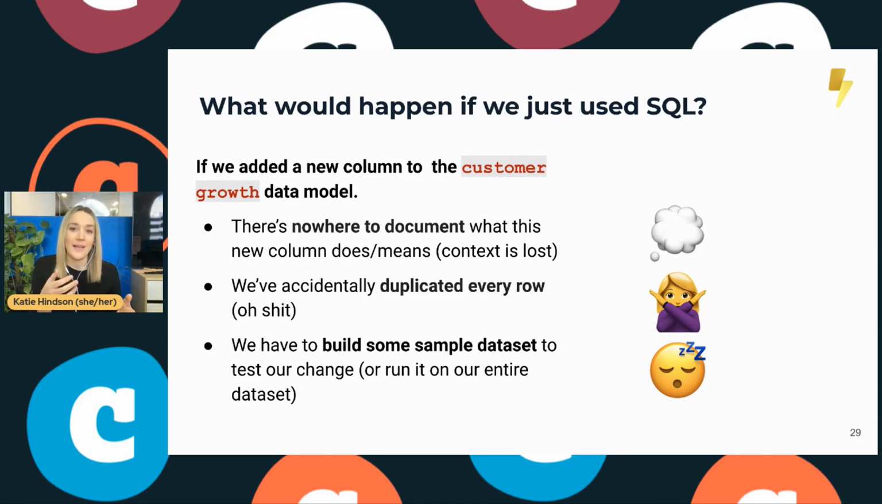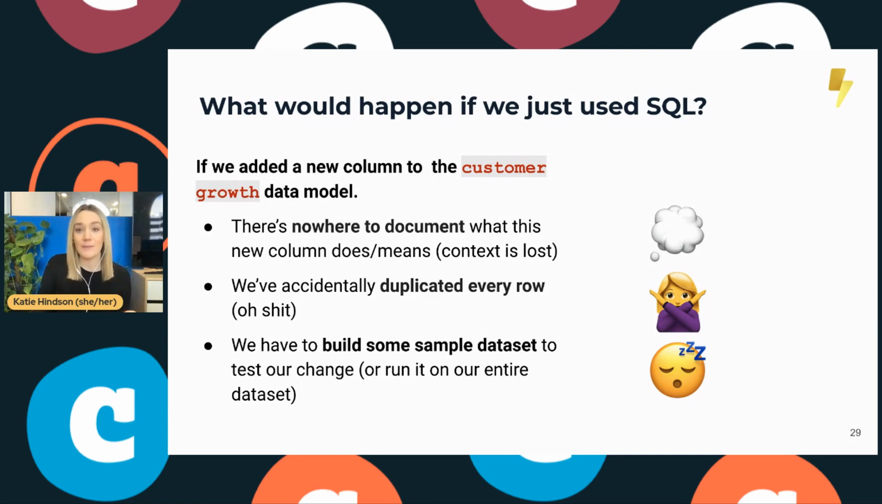Okay, yeah, so I guess we could add some SQL testing files to check if we've accidentally broken any of our major models. But now we have to build some sample data sets if we want to test our changes, or we have to run it on our entire data set, which could take a really long time if you have terabytes or huge data sets that you're running this on. But I guess you could build some code that auto-generates sample data so you could test your changes.